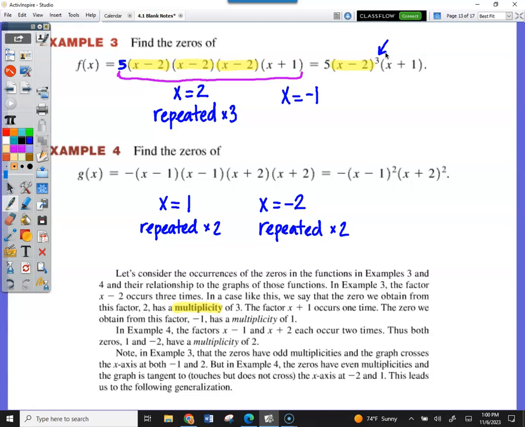Repeated means exactly what it sounds like. It's a factor raised to a power other than 1, so a higher power, which means it's repeated multiple times. When you go to graph your polynomial, repeated zeros change the activity of the curve. Instead of just a normal kind of an S motion, when it has a repeated 0, it's going to do one of two things.